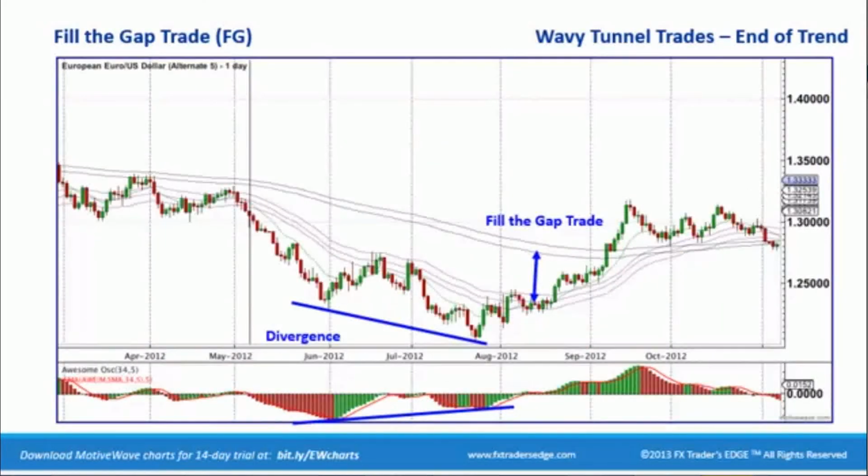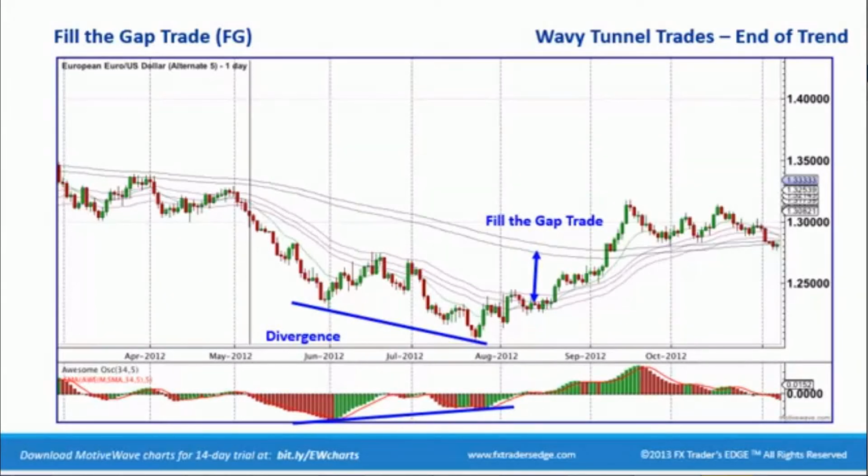The second wavy tunnel end of trend trade is called the fill the gap trade, the FG. This is one of my personal favorites. After the PW trade completes at the wave, the market usually continues on to fill the gap.